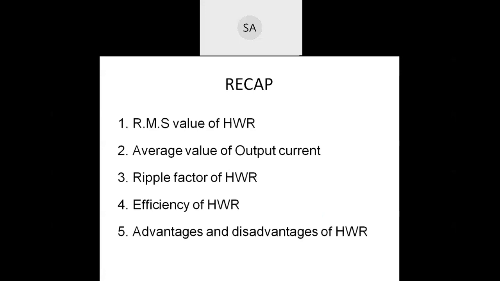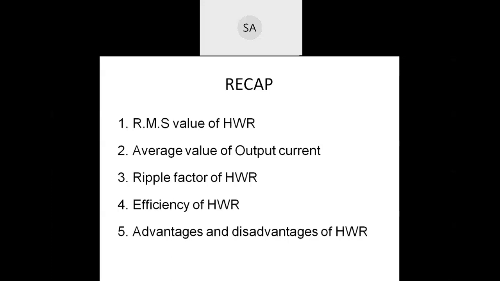So let us recollect the topics we discussed in the last lecture. We discussed the RMS value of the half-wave rectifier, the average value of output current, the ripple factor, the efficiency, and the advantages and disadvantages of the half-wave rectifier. So let's go through some equations about this.